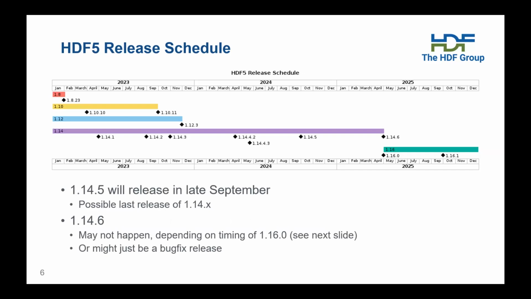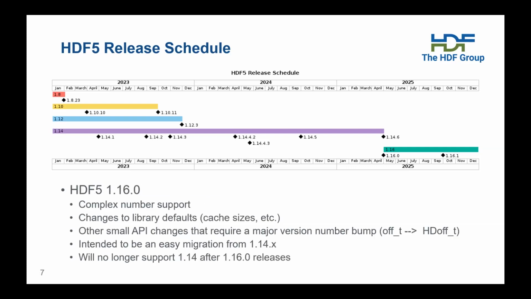The next releases we have coming up: 1.14.5 will release in late September, probably the last release of 1.14, and that probably is not going to have any new major features in. I'll talk about that in a minute. The 1.14.6 release may not happen depending on what we're going to do with 1.16, which will be the next major release of HDF5. On here, I have it indicated for next spring. I think it's going to happen earlier, probably in the late fall. Then we may not have 1.14.6; it may just be a bug fix release or something like that. 1.16.0 will have complex number support. We have that ready now, but it requires bumping an internal version number, so we can't put that into a 1.14 release.